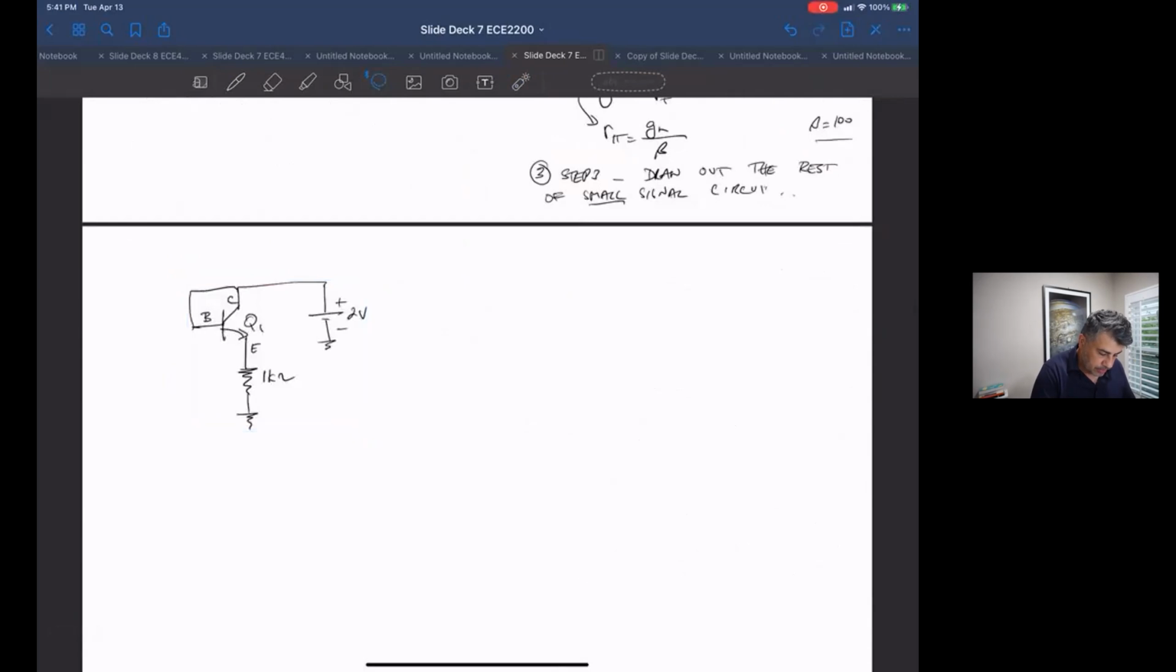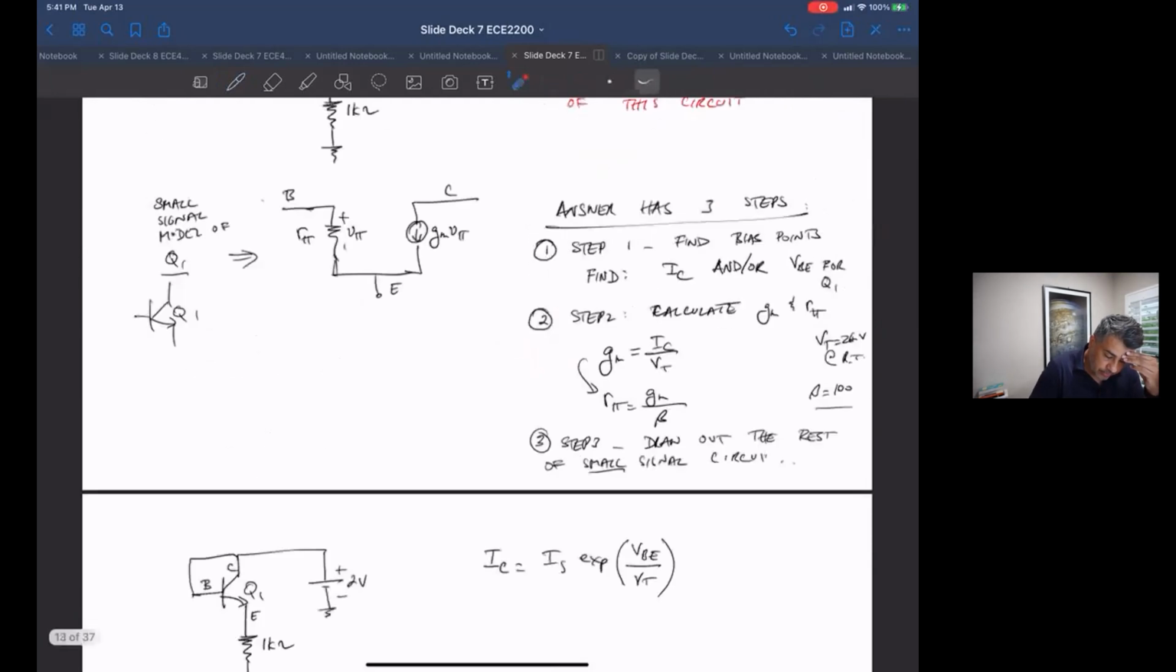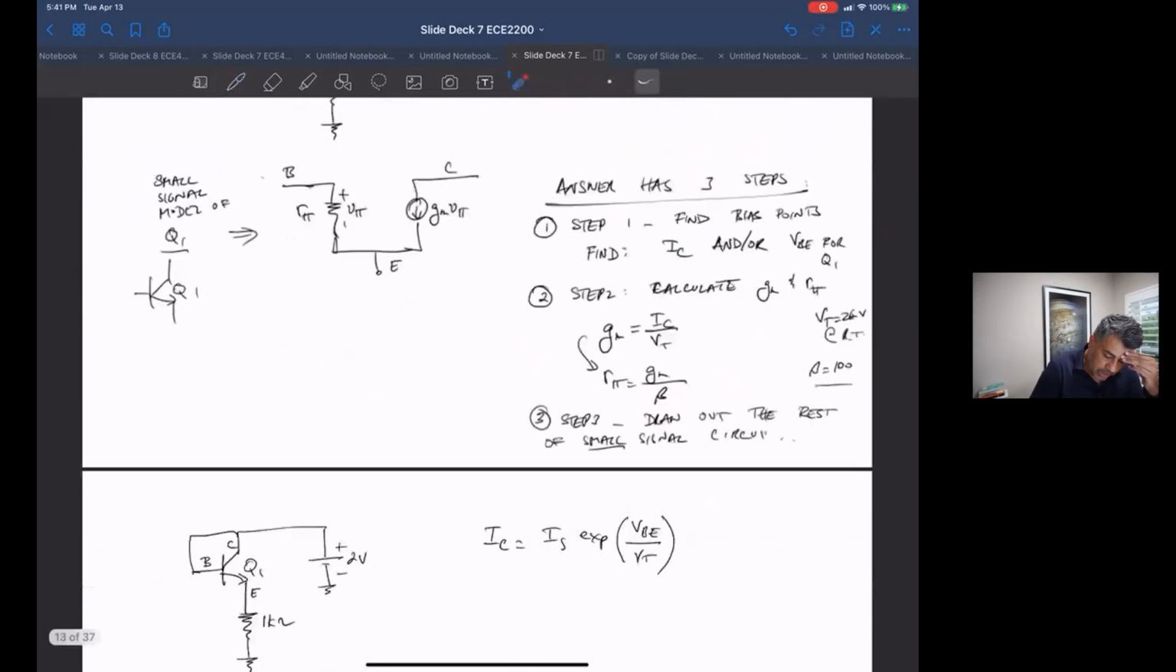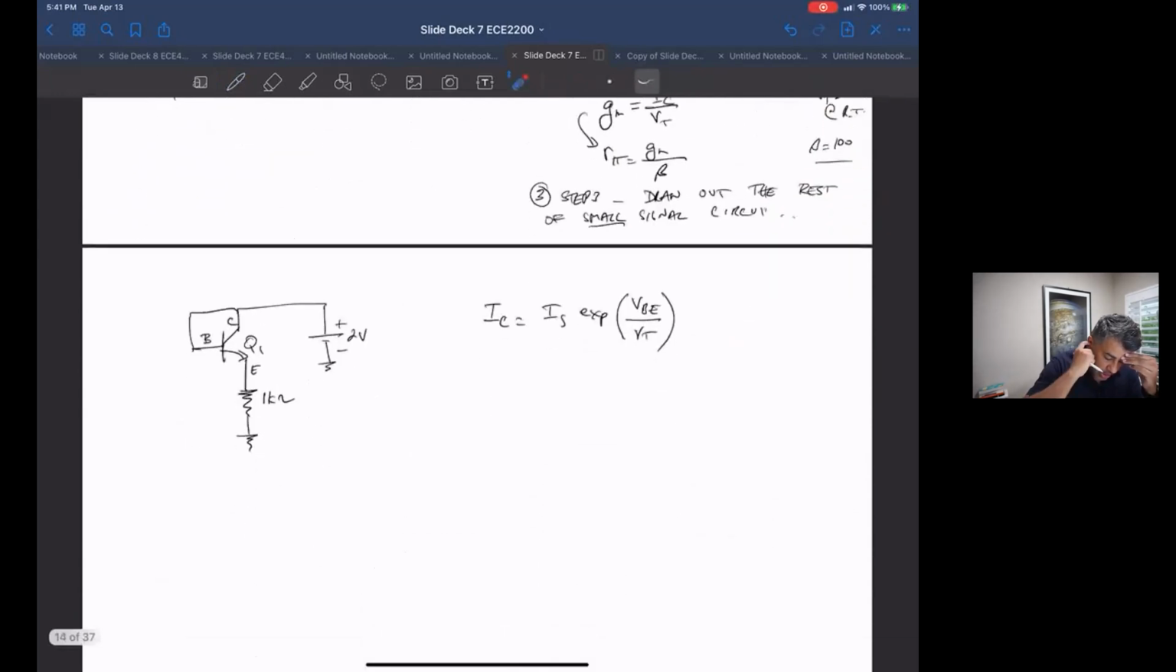Okay, so let's see this. I sub s for this problem, and so let me just say this. We have I sub C for Q1 is I sub s exponential of VBE over VT. So that's a very basic equation that we've gone over and over again. We know that. Okay, so they gave us I sub s up here. We're good with that. And VT is 26 millivolts at room temperature.